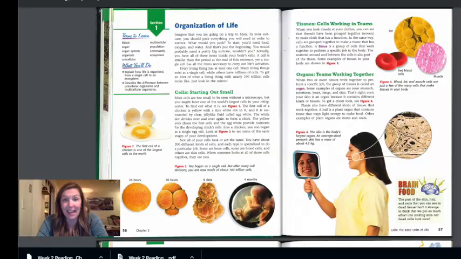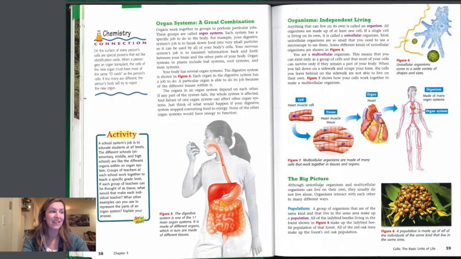On to page 58. Page 58 starts with organ systems, a great combination. Organs work together in groups to perform particular jobs. These groups are called organ systems. Each system has a specific job to do in the body. For example, your digestive system's job is to break down food into very small particles so it can be used by all of your body's cells. Your nervous system's job is to transmit information back and forth between your brain and other parts of your body.